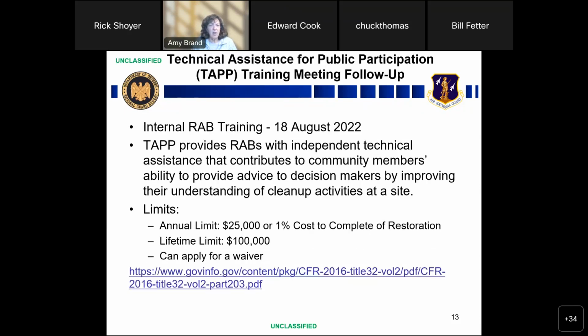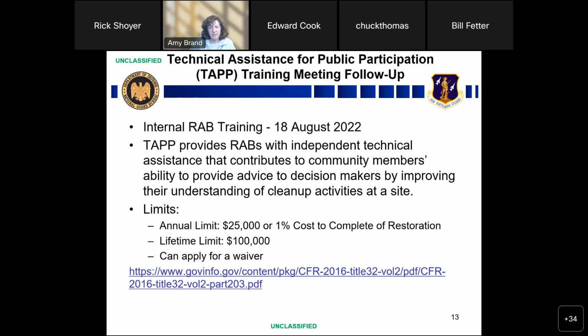Okay, so in August, we had an internal training meeting for RAB members on the Technical Assistance for Public Participation grant program. That's called TAP. We had a presentation to the whole RAB at a regular meeting that gave an overview of it a year ago. I think it was last October. But then we had a more in-depth meeting that got into the specifics in August.